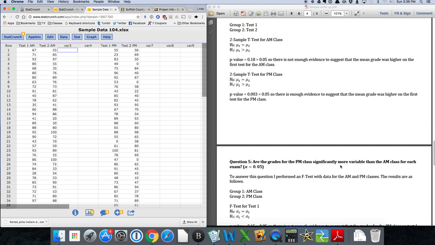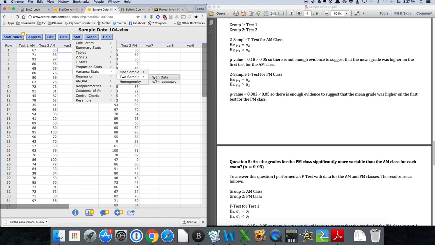Alright, so remember, when you're testing variability, you're doing an F-test. Alright, so I'm going to do an F-test for test 1. And with an F-test, we're looking at these standard deviations. My H0 is that there's no difference in the standard deviations. My H1 is that there is a difference in the standard deviations, that the PM class is more variable than the AM class. Right? Alright, so to do a test for variability, you go to Stats, Variance Stats, and two-sample with data.